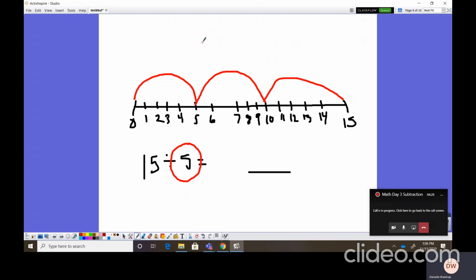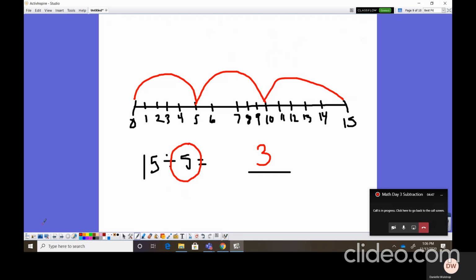So 15 divided by 5, your divisor of 5 means you're going to subtract 5 every time. Once you have subtracted 5, how many times were you able to subtract it? How many jumps did you have? Yeah, 1, 2, 3. So we know that 15 divided by 5 equals 3.